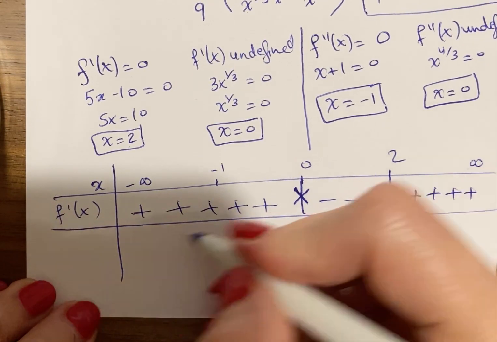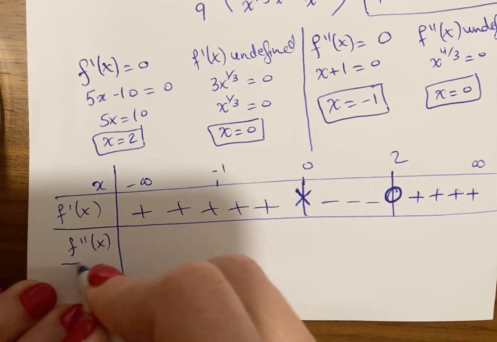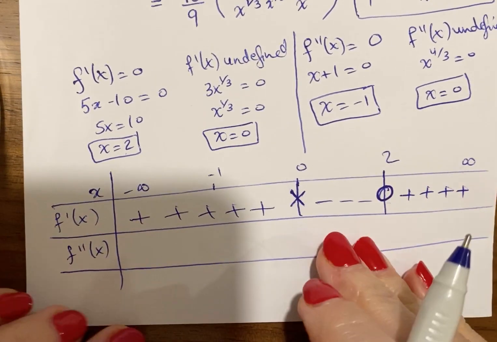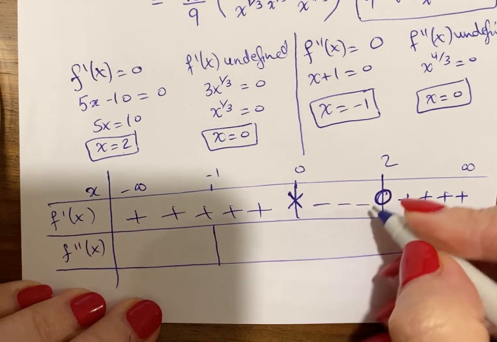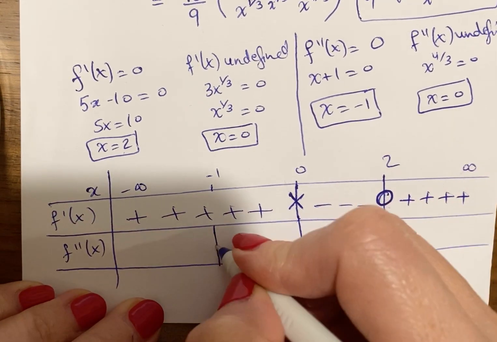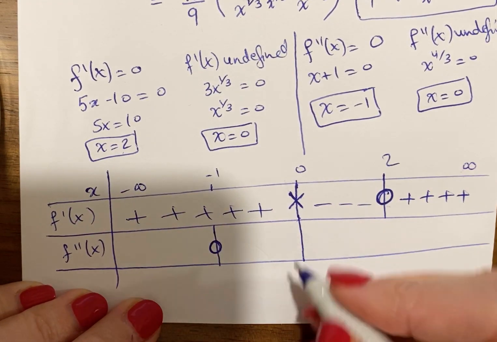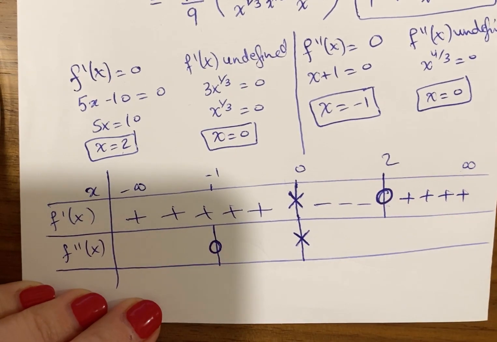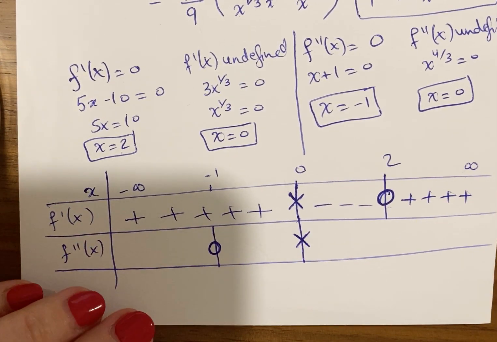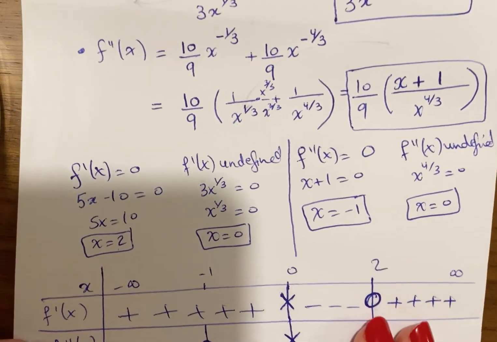Do you see this? Now I move to f double prime. What values are important to f double prime? Minus 1 and 0. Minus 1 is a 0 of f double prime, whereas 0 is an x value, an undefined value of f double prime.